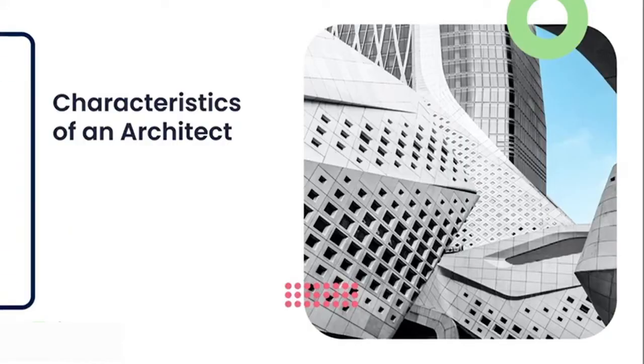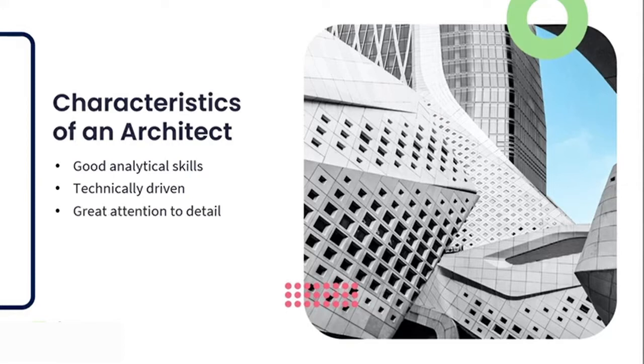Let's take a look at some of the characteristics you would find in a typical architect. They are generally really good at analytics and analyzing as well as problem solving, so they can help develop the design plans that fit the client's needs and budgets while also adhering to the building regulations. They are generally very technically driven, which ties into their problem solving ability. They have great attention to detail as well as good creative and artistic talents, which enable them to come up with new and original designs.